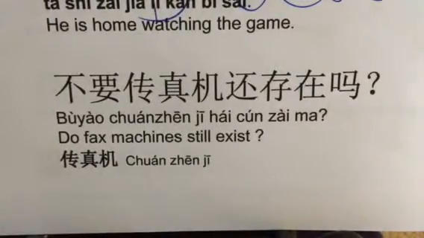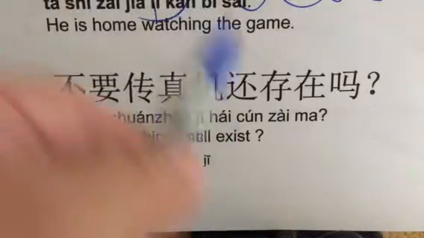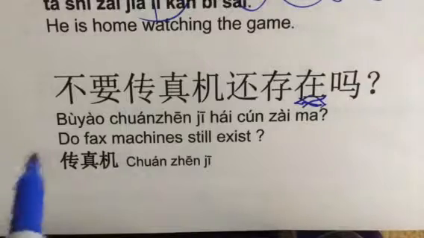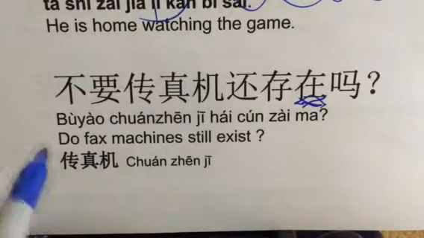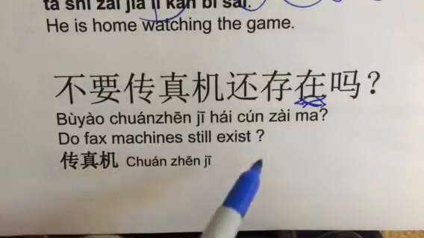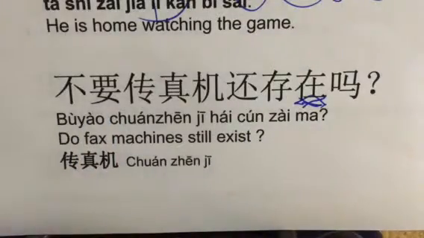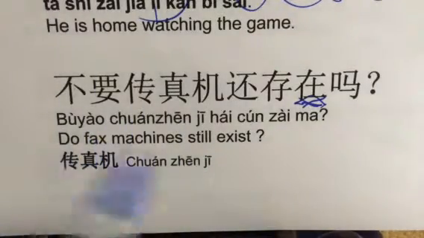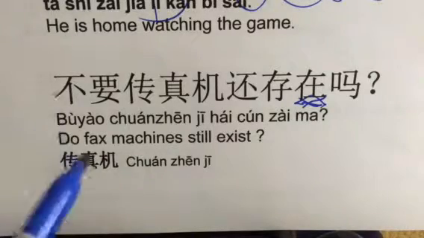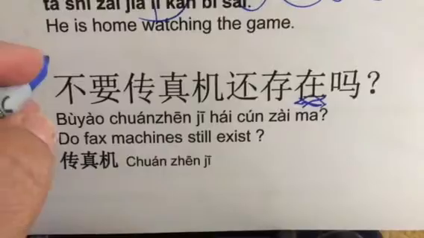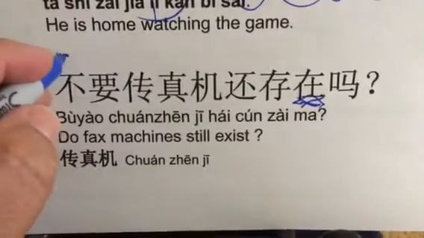Now let's look at the next sentence structure that I want you to look at. It involves the character Zai. You might notice that the character Zai that we're looking at is right in here. And let's read the sentence. 不要传真机在孙赛马. Okay, one more time. 不要传真机在孙赛马. All right, and what does this mean? Well, this is a negative sentence, okay?